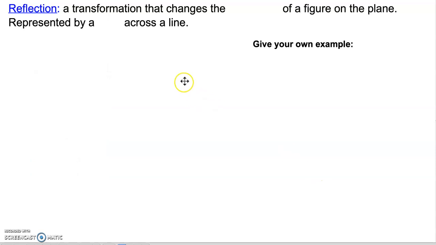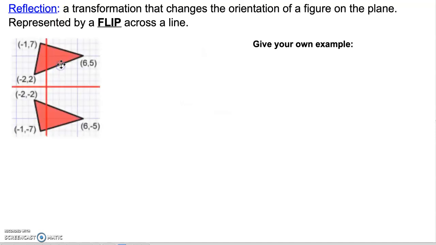The next type of transformation is called reflection. A reflection is a transformation that changes the orientation of a figure. It's represented by a flip across a line. So just like you would see your reflection in a mirror, that reflection is flipped from what your image actually is. So for example, in this triangle, notice that the orientation changes. This point that was -1,7 is now at the bottom of the figure instead of the top. So notice how the triangle has flipped across this line.